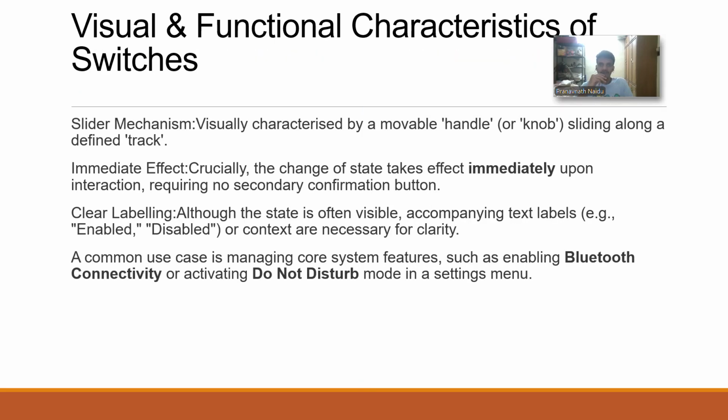So, the visual and functional characteristics of switches. There are three of these: one, slider mechanism; two, immediate effect; three, clear labeling. Slider mechanism is visually characterized by a movable handle, which is typically called a knob, sliding along a defined track. Immediate effect is crucially that the change of state takes effect immediately upon interaction, requiring no secondary confirmation button. Clear labeling: although the state is often visible, accompanying text labels or context are necessary. That is called clear labeling.